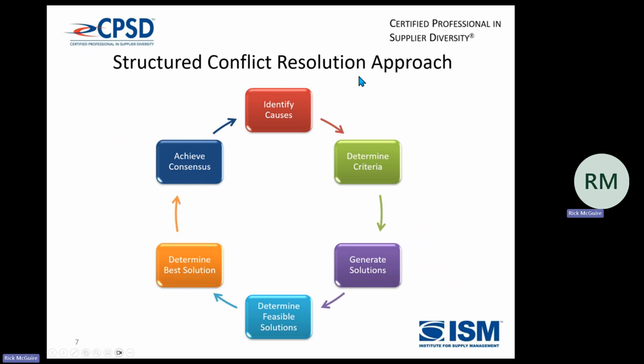And here's ISM's structured resolution approach. Identify the causes of the problem, determine the criteria, generate solutions, determine feasible solutions, determine the best solution, achieve consensus.